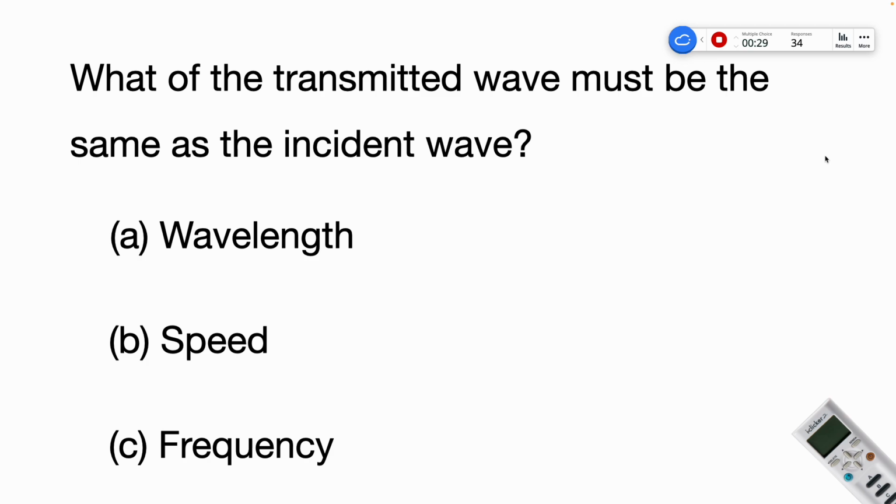You have a wave going here, and you hit a medium, in the medium shake. What will be the same for the incident wave and the transmitted wave?